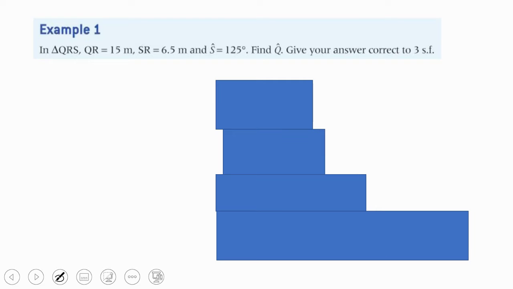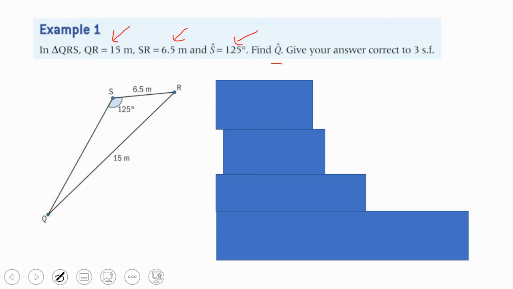Okay, so example one here, given this picture, they're telling us a triangle, they're telling us a side, another side, and an angle. We're going to find an angle. It says give your answer to 3 sig figs. So you make a picture, and QRS is the name of your triangle, and just make sure everything's labeled right. Now, what I'm going to do is change some of these labels here. It says QR is 15, but really I'm calling that side s. And it says that SR is 6.5. Well, that's really little q. And then this would be little r.